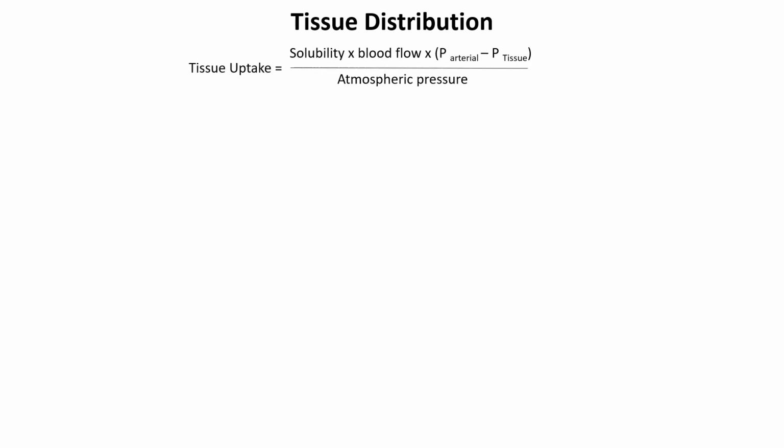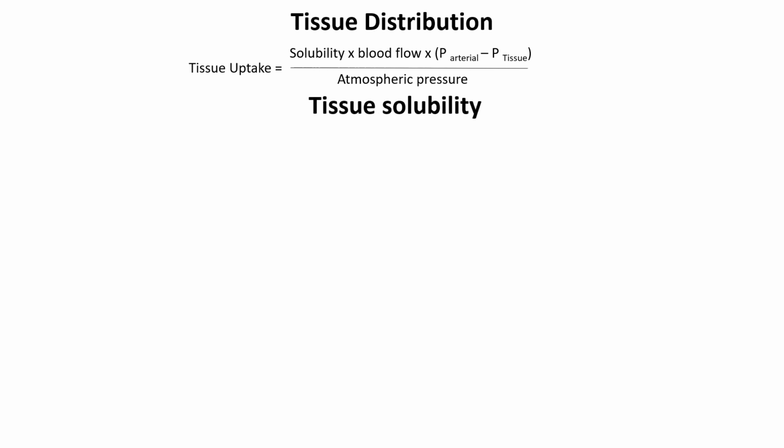Tissue distribution is influenced by several factors, including the solubility of the anesthetic in blood and tissues, blood flow to the tissues, and arterial concentration or partial pressure. We have already discussed arterial concentration of anesthetics. Let's begin with tissue solubility.